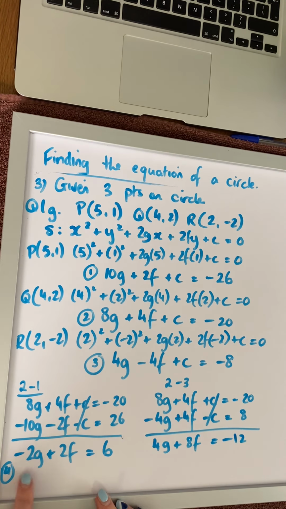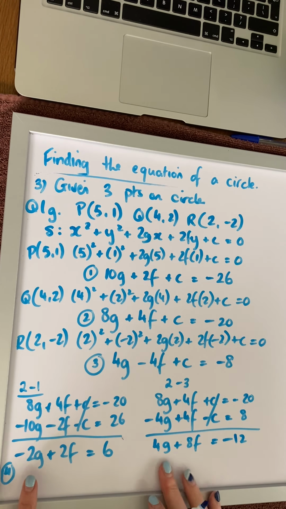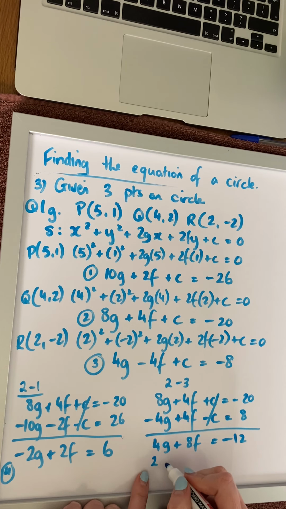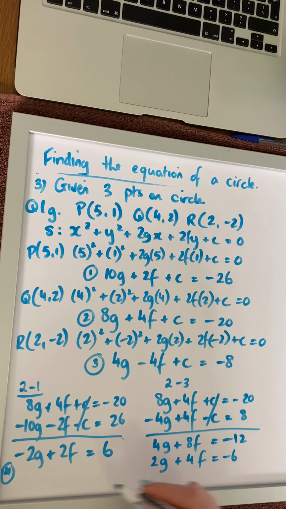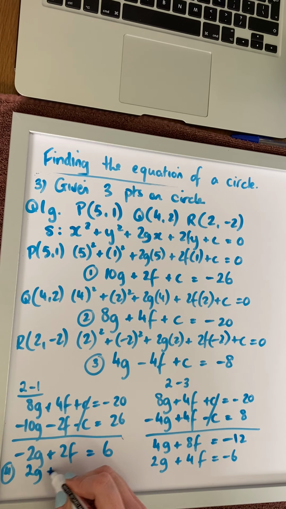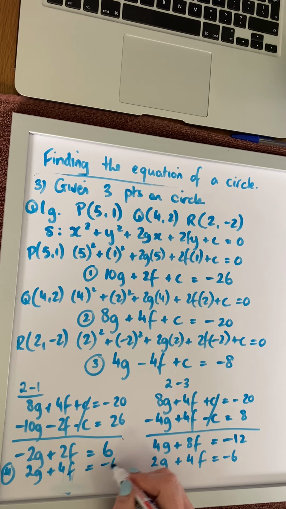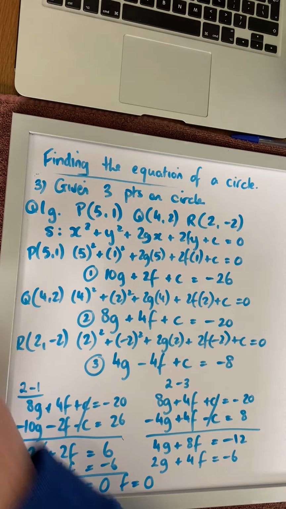Now, looking at my two equations, the easiest one to eliminate will be the g, because we have a plus and a minus. All of the coefficients here are divisible by 2, so we can divide across by 2 first of all. That leaves us 2g + 4f = -6, and then we simply add the two equations together. So we have 2g + 4f = -6, giving us 2f and 4f is 6f, equal to 6 - 6, which is 0. So from that we get our first variable, f = 0.